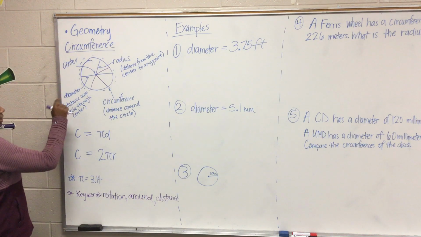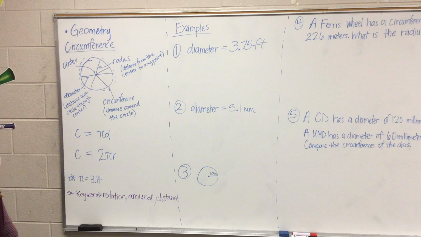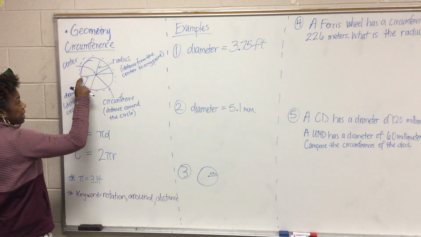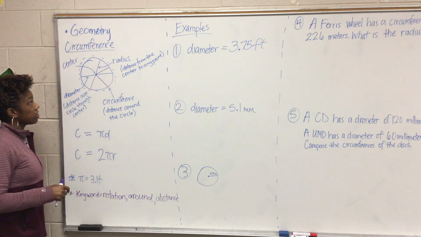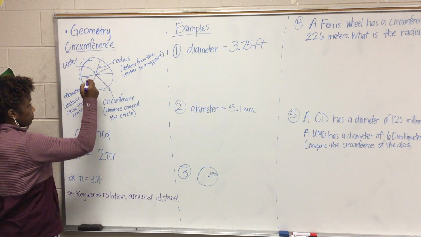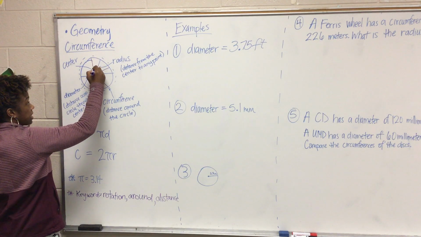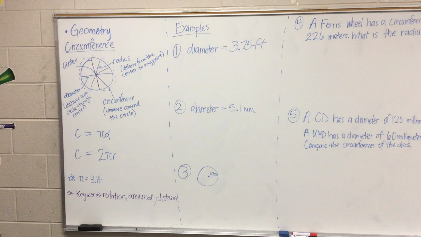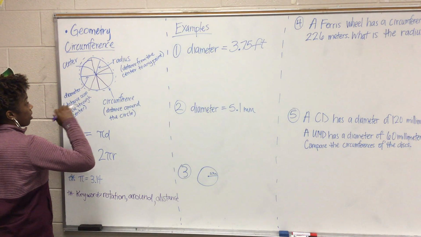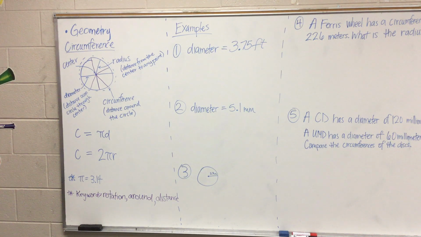Alright? The diameter is the distance across a circle through the center. So here would be my diameter. It goes all the way across the entire circle. So just as the diameter is here, this also can be my diameter. Now, regardless of where the diameter or the radius is located, it will still be the same measure.